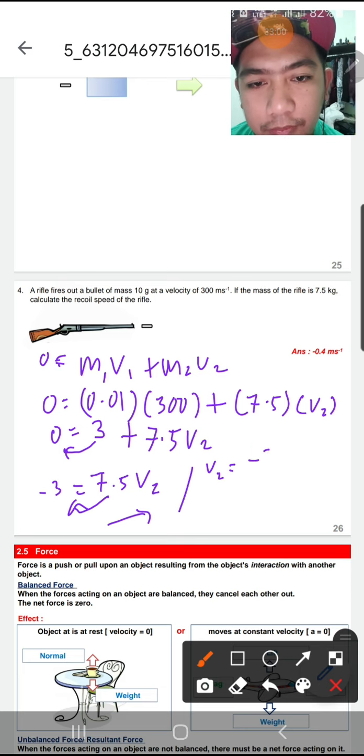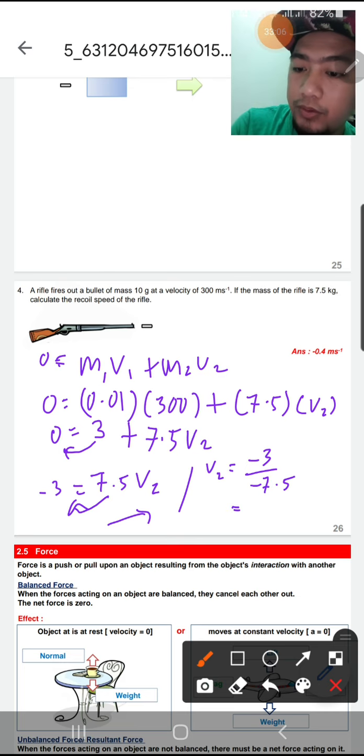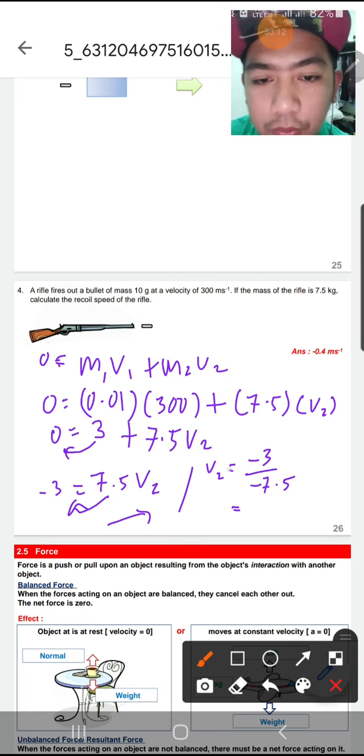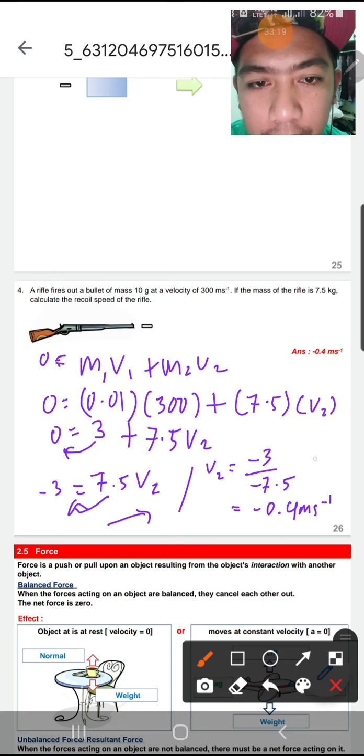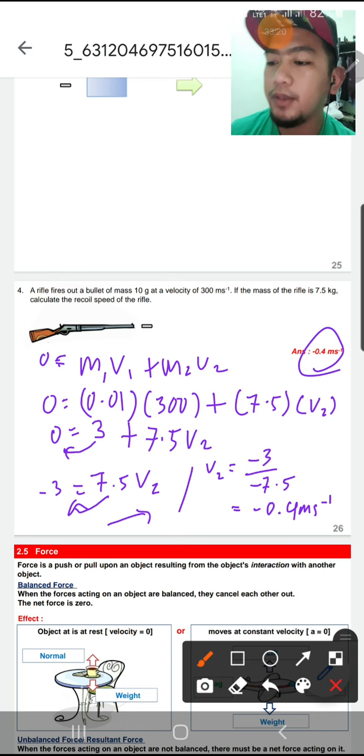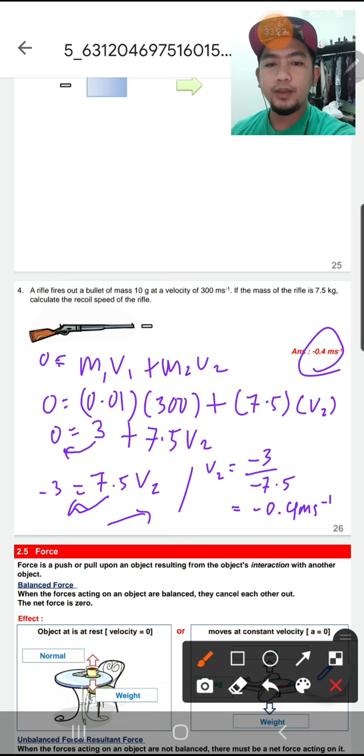negative 3 divided by 7.5. So you will get negative 0.4 meter per second. So same as the answer. Why negative? Negative 0.4 meter per second is referred to the velocity of the rifle.